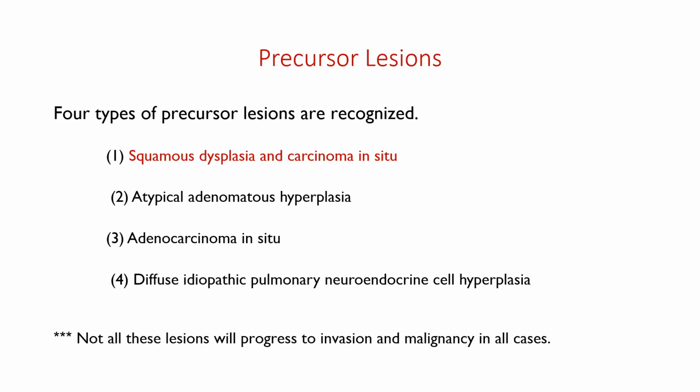Now we look at the 4 types of precursor lesions that may give rise to tumors of the lung. First is squamous dysplasia and carcinoma in situ that may progress to squamous cell carcinoma. Second and third are atypical adenomatous hyperplasia and adenocarcinoma in situ that may progress to adenocarcinoma, and diffuse idiopathic pulmonary neuroendocrine cell hyperplasia that may progress to carcinoid tumor. Note that not all of these lesions will progress to invasion and malignancy in all cases.